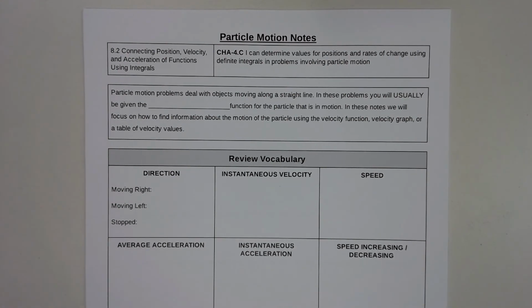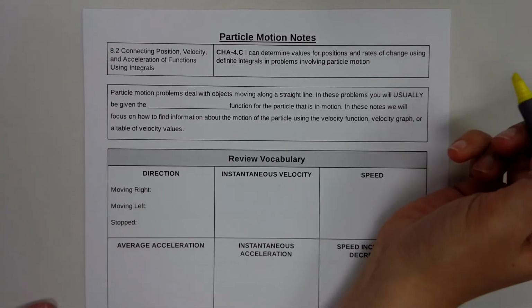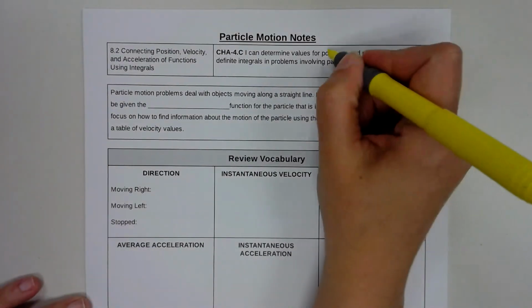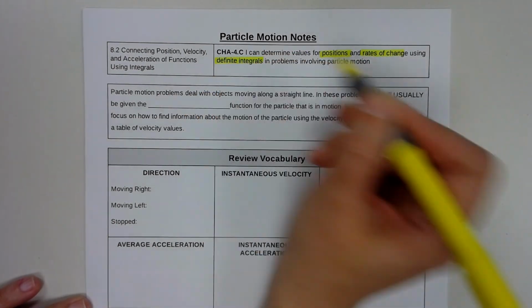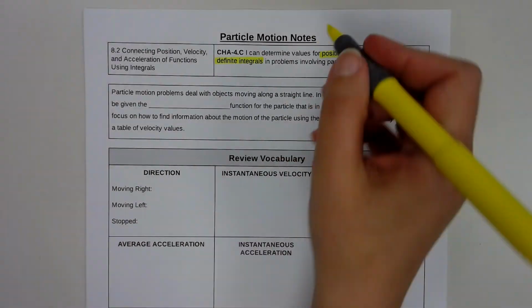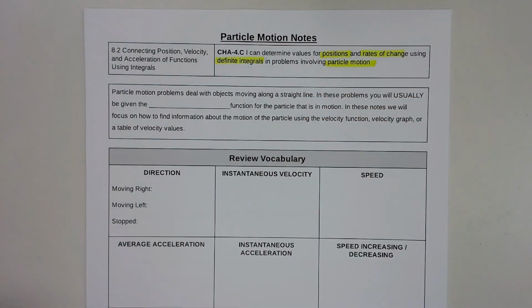So let's start by reviewing our learning target for this unit. I can determine values for positions and rates of change using definite integrals in problems involving particle motion, so an object that's moving. All right, let's start with this.